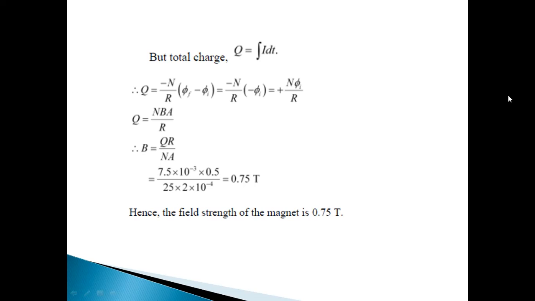Because you know final is 0, 0 minus phi I. So this leads to plus N phi I by R, and phi initial flux is B into A as mentioned earlier. So we get Q equal to NBA by R, or field strength is asked in the question, B equal to Q into R by NA. So substitute all the given values from the question and you get B equal to 0.75 Tesla. Hence the field strength of the magnet is 0.75 Tesla.